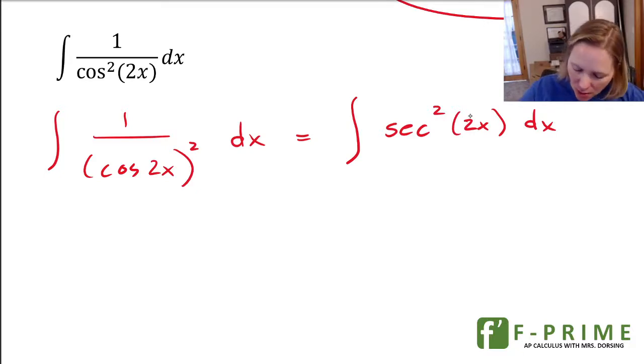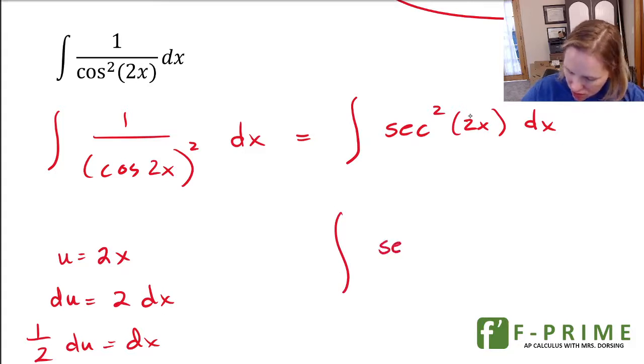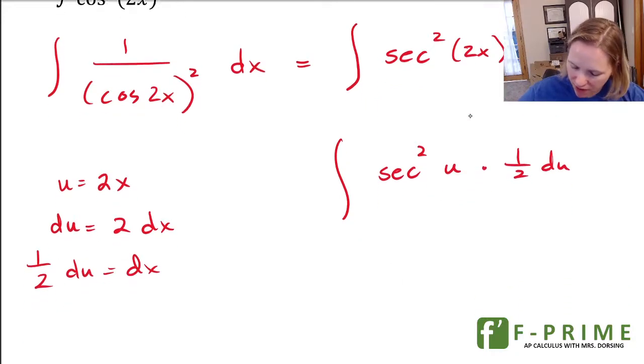So here I'm going to let u be the 2x, which means du is 2 dx. I'm going to move the constant over, 1/2 du equals dx. So now, when I do my u substitution, I'm going to have secant squared u times 1/2 du. I'm going to move the 1/2 to the outside.